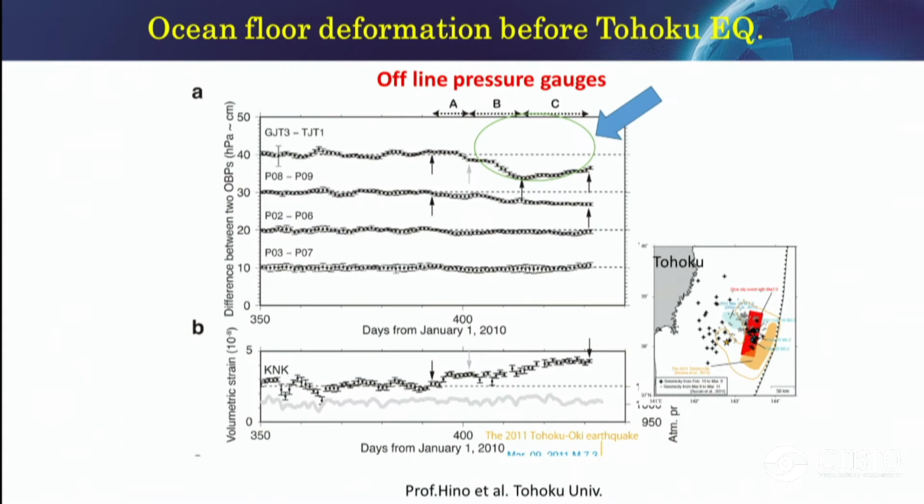Before the 2011 Tohoku earthquake, the ocean floor deformation already occurred around here. So this is a result of the record by the pressure gauges. It's very important information on how to get the precursor before the megathrust earthquake. So real-time monitoring is very, very important. So next slide.